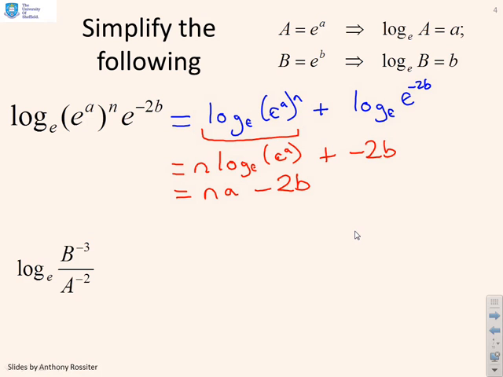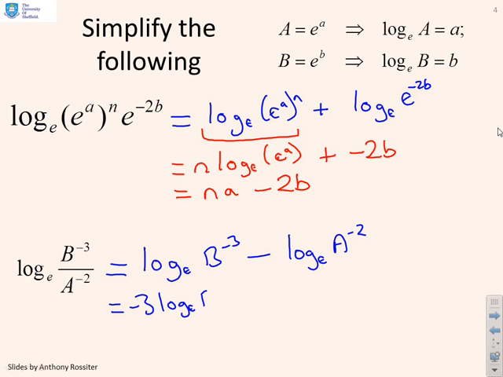What about this next one? Log e of b to the minus 3 over a to the minus 2. So here I'm going to use the quotient rule. So I can write this as log e of b to the minus 3 minus log e of a to the minus 2. Next, I can use the power rule. So this gives me minus 3 log e of b, and then minus 2 log e of a.